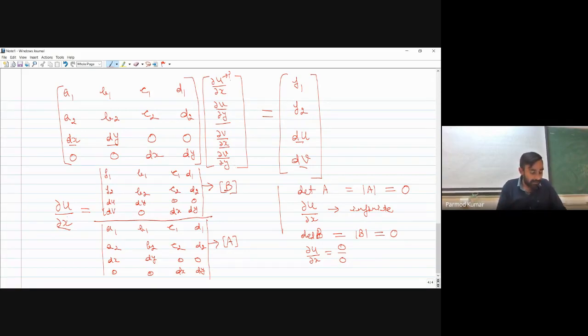Why? Because while we will be calculating the value of del u by del y, del v by del x, and del v by del y, then also in the denominator we will always be having matrix A only. So it means that for each of these derivative terms, we will be getting a unique characteristic direction, and that direction will be independent of which variable we are actually estimating. Okay, so this is one very, very important point mathematically.